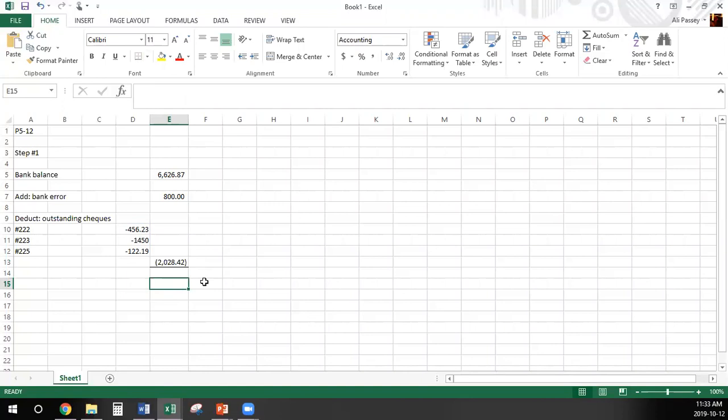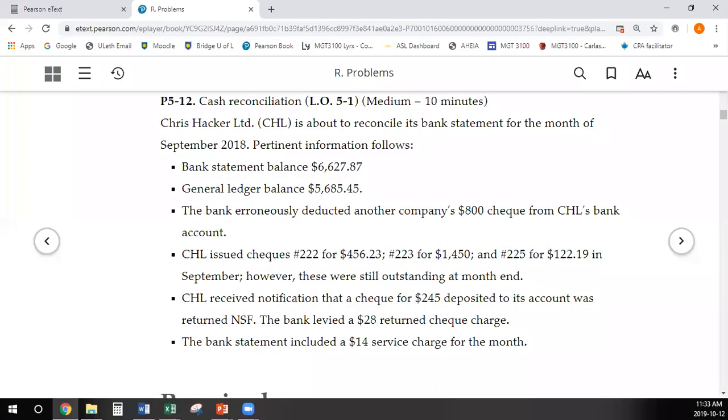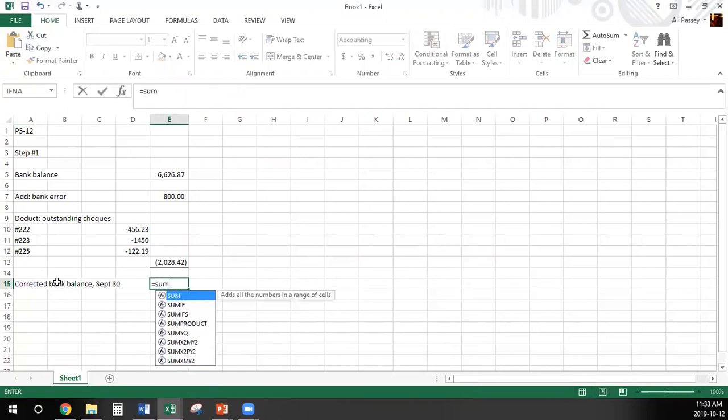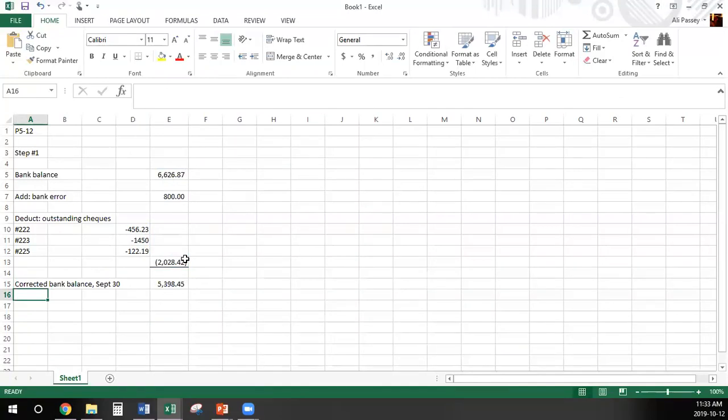It doesn't say anything about there being any outstanding deposits, so there's nothing left that we would need to adjust for step number 1. So this would get us to our corrected bank balance at September 30th, which is $5,398.45.